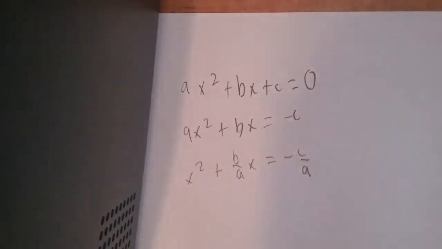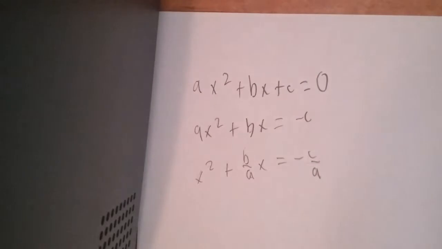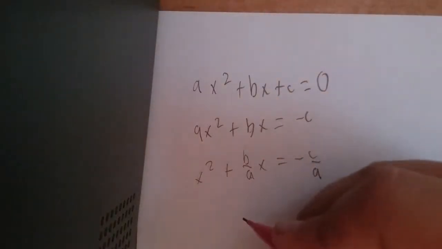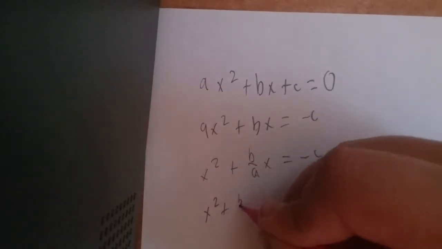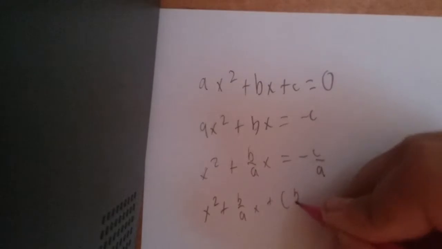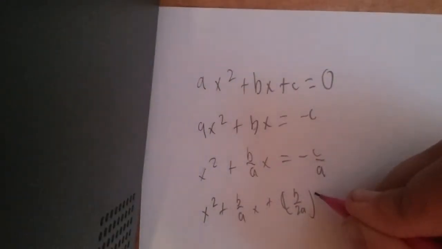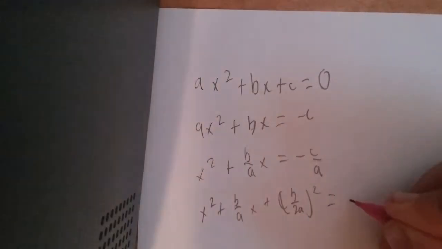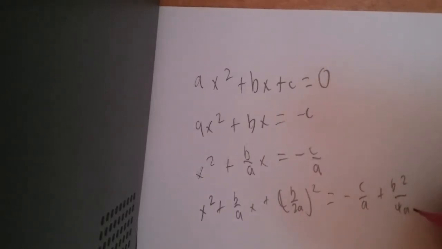And then you use the addition property of equality to add b squared over 4a squared on both sides of the equation. So that's going to be x squared plus b over a x plus b over 2a squared equals negative c over a plus b squared over 4a squared.